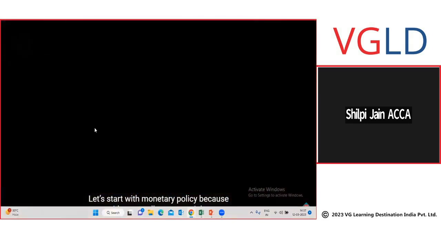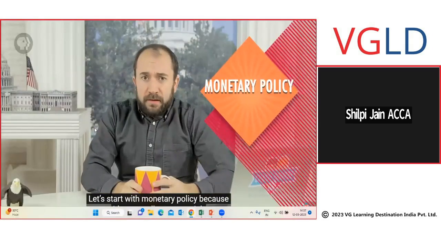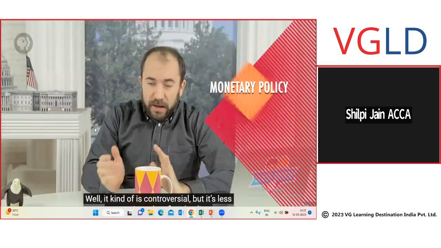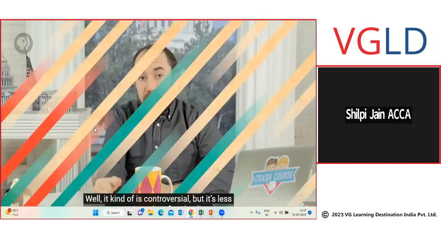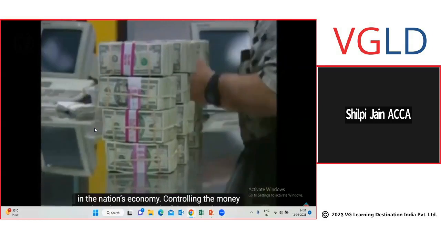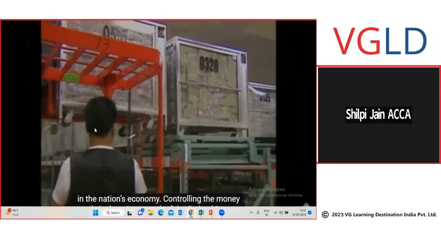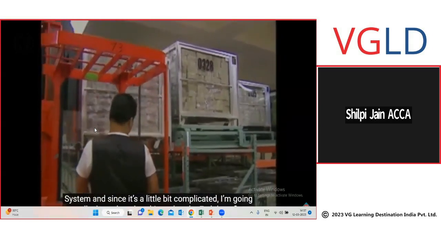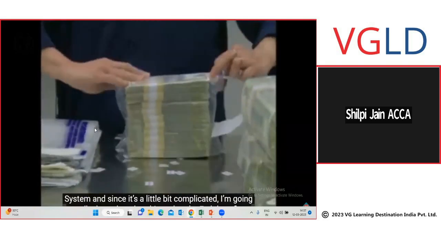Let's start with monetary policy because it's not at all controversial. Well, it kind of is controversial, but it's less contentious than fiscal policy. Monetary policy is basically the way the government regulates the amount of money in circulation in the nation's economy. Controlling the money supply is the primary task of the Federal Reserve System, and since it's a little bit complicated, I'm going to talk about the other things that the Fed does first.